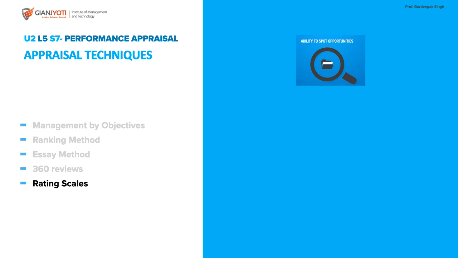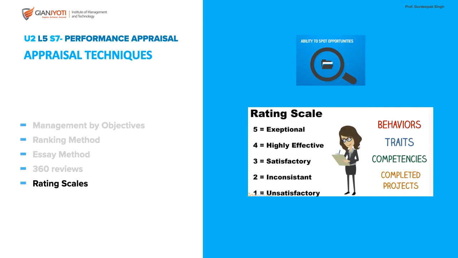The last one is the rating scales. You pick the right parameters for the company, for your sales rep, and then you rate them from 1 to 5. 5 is maybe exceptional and 1 is unsatisfactory. To pick the parameters relating to their behavior, traits, competences, or the projects which they have completed, or their past performance, or the net profit they bring from their territory.